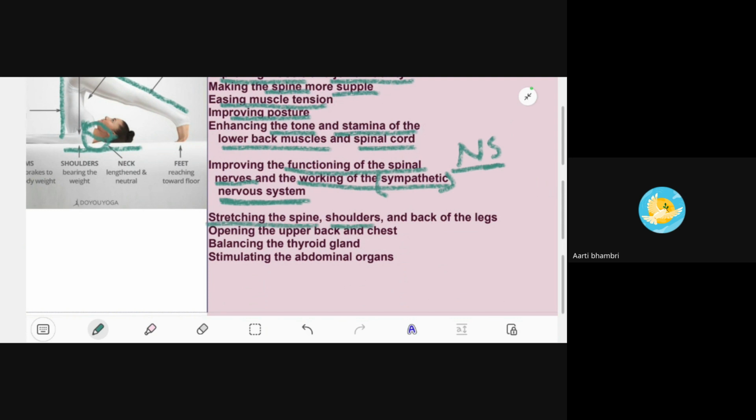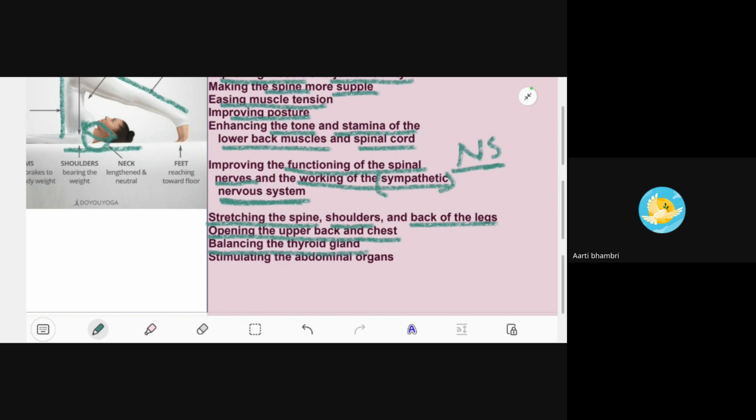Stretching the spine, shoulder, and back of the legs, opening the upper back and the chest. When you open the chest and the upper back, when you contract and then you relax, the oxygen will come in more, and if you hold it, you can utilize oxygen more. That point I'm going to discuss in the pranayam. But from the backside, the chest is being opened, the nerves get open, and they get the room to enjoy the blood circulation and the other activities of the cell. Okay, they would be able to do it more.